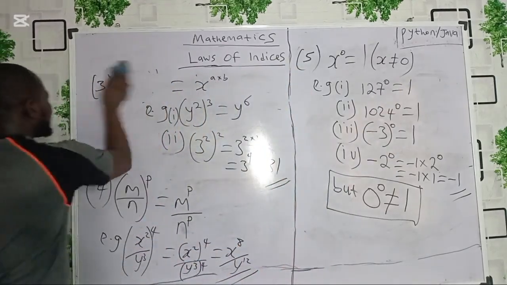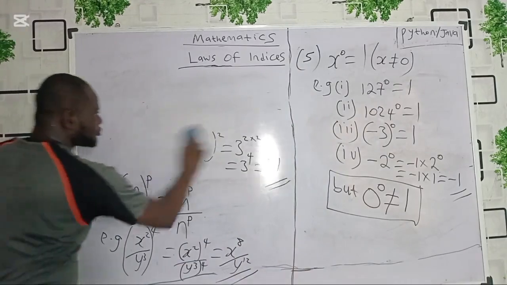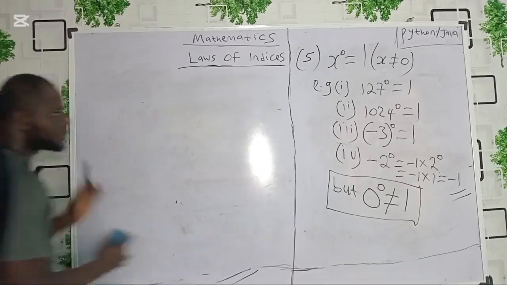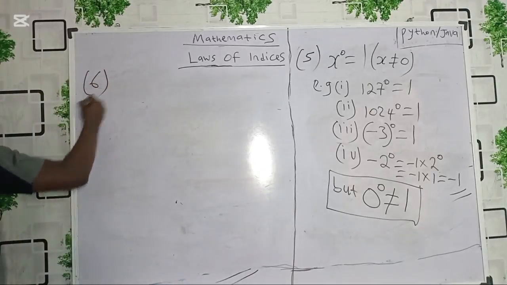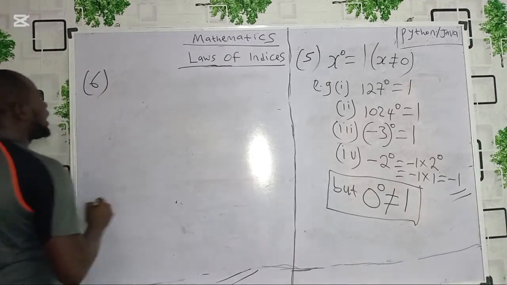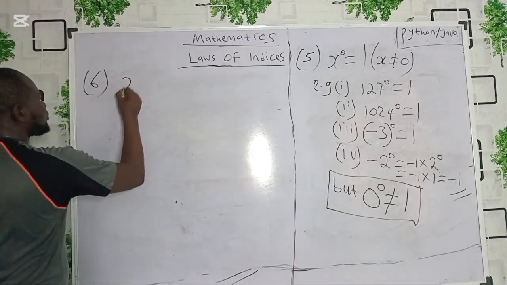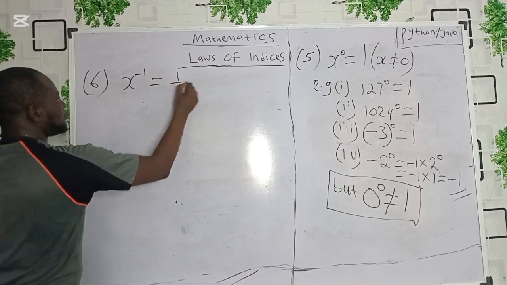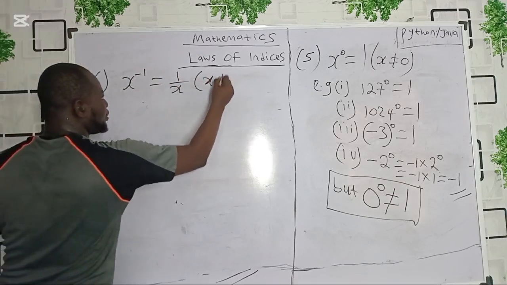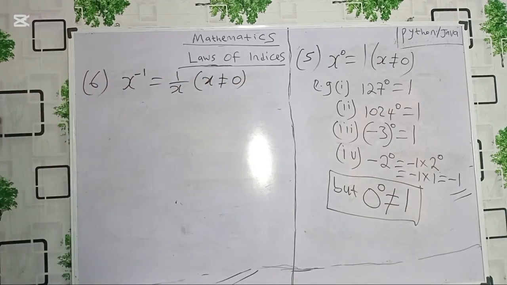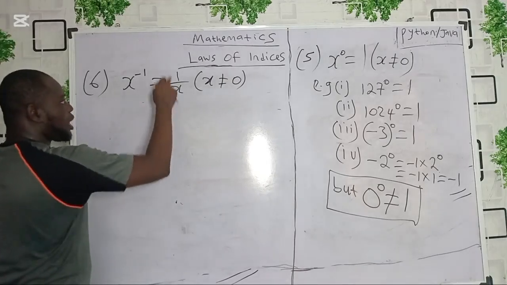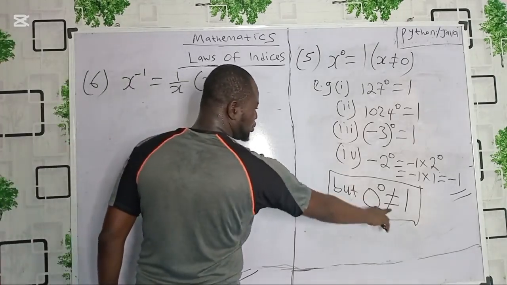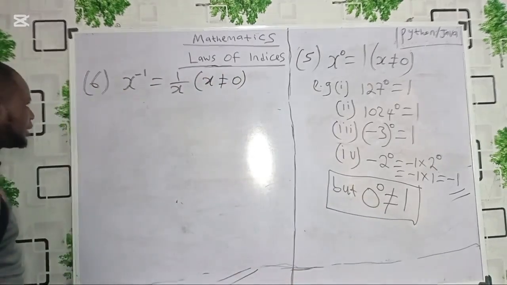Okay, that is good. Now let's go for another law. Let's call that one law 6. Now this law states that anytime you have something like x raised to power minus 1, this will be 1 all over x. But x must not also be equal to 0. Can you see that? Why? Because if x is 0, 1 over 0 is undefined. It is indeterminate. It's just like this 0 raised to power 0. This one too is undefined, or we can say indeterminate, okay?